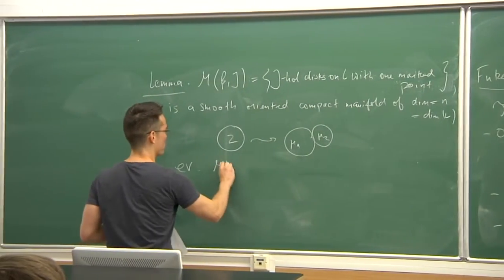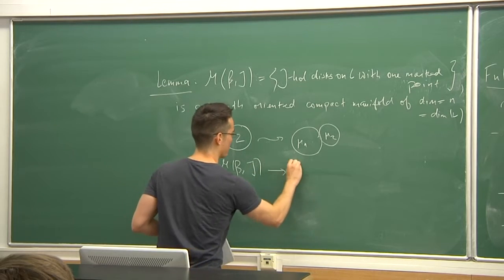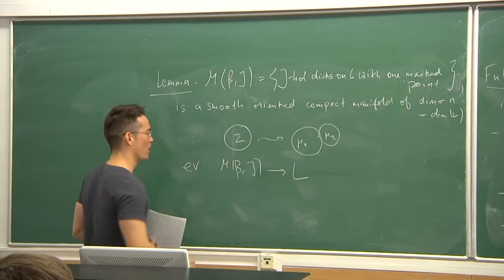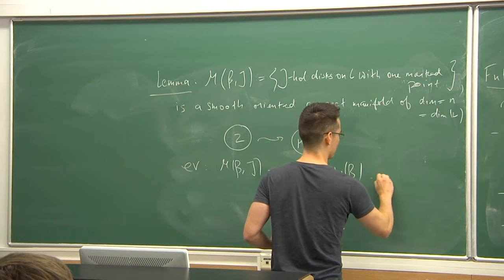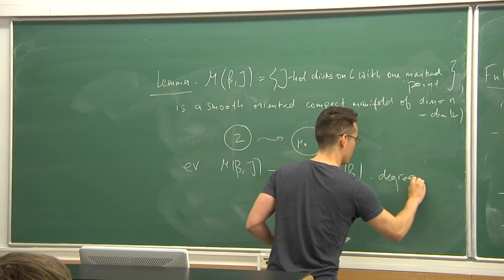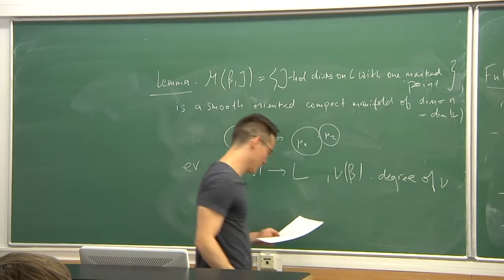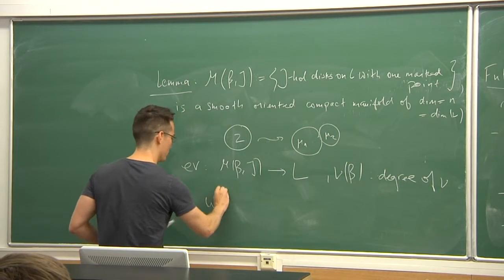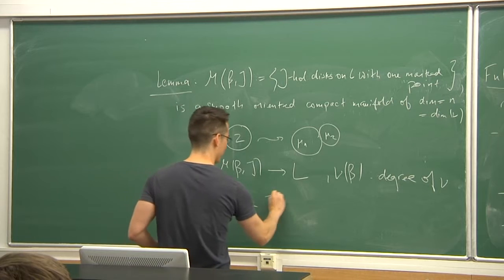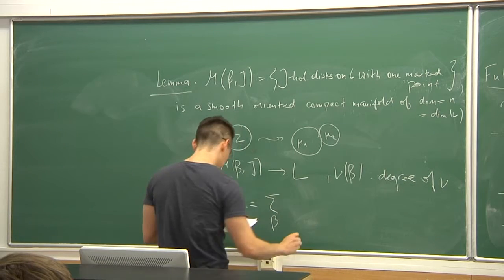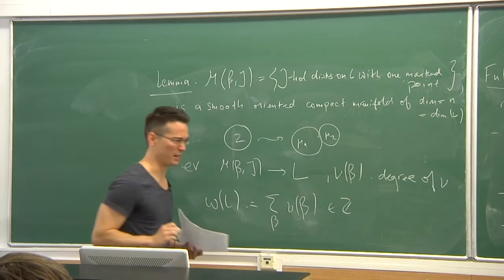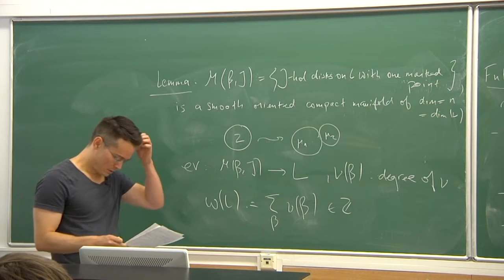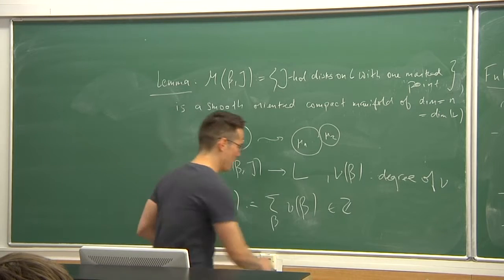Okay. So, we have a map called the evaluation map. It maps M beta J into L. Okay? And we call nu beta the degree of this map. And so now we define a number, omega of L. It's defined to be the sum over all beta of nu beta. This is a number in Z. It's finite. Okay.